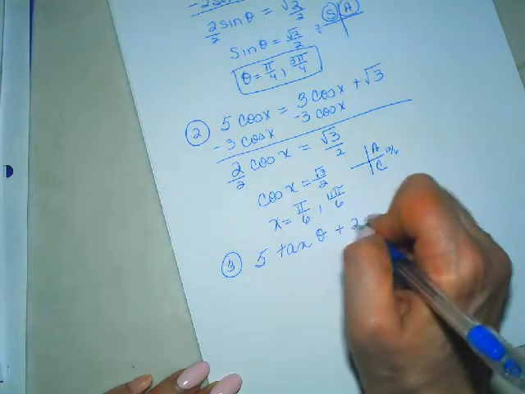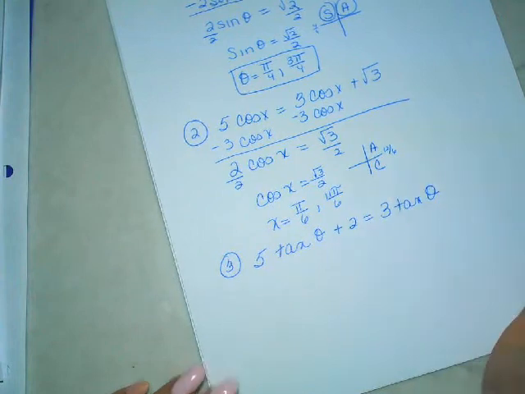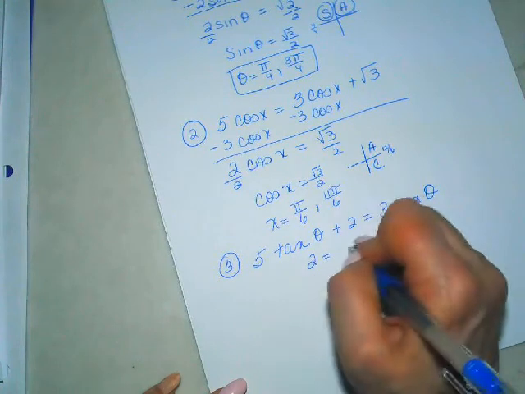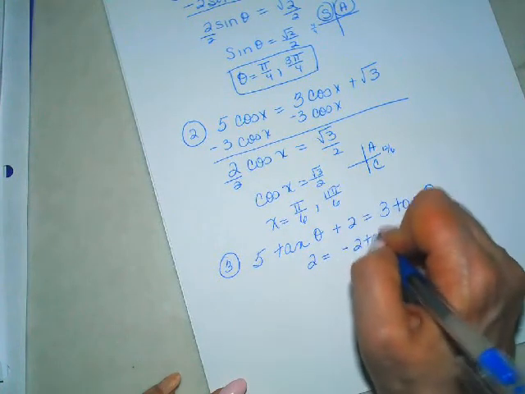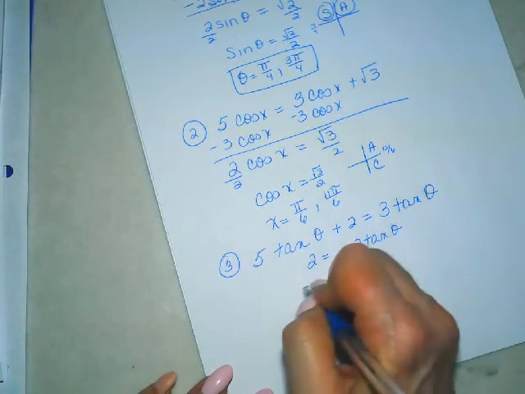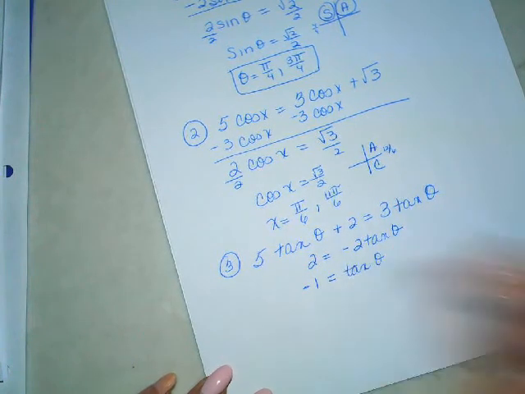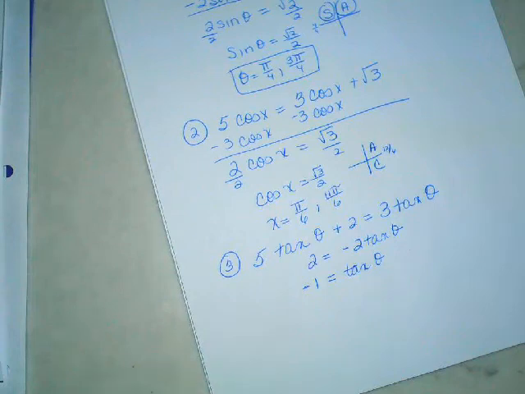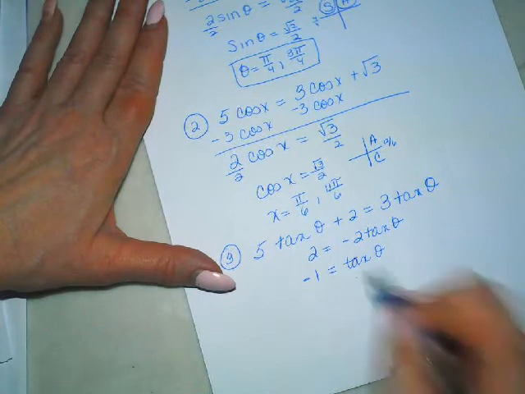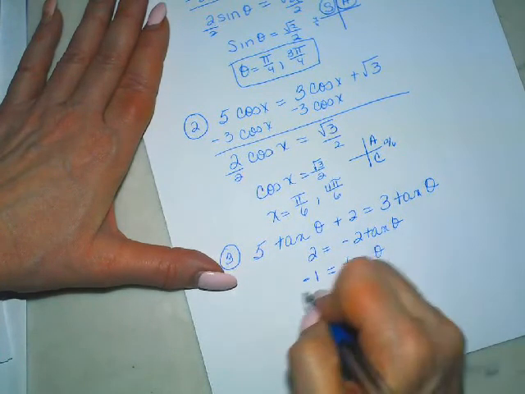5 tan theta plus 2 equals 3 tan theta. Okay, I'm going to bring the 5 to the 3, so I'm going to have 2 equals negative 2 tan theta. I'm going to divide both sides by negative 2. I'm going to have negative 1 equals tan theta. Now, before you jump on, oh, it's a quadrantal angle, it's a 1. It's not. This is the tangent. The only angle that has a tangent of 1 is going to be pi over 4.